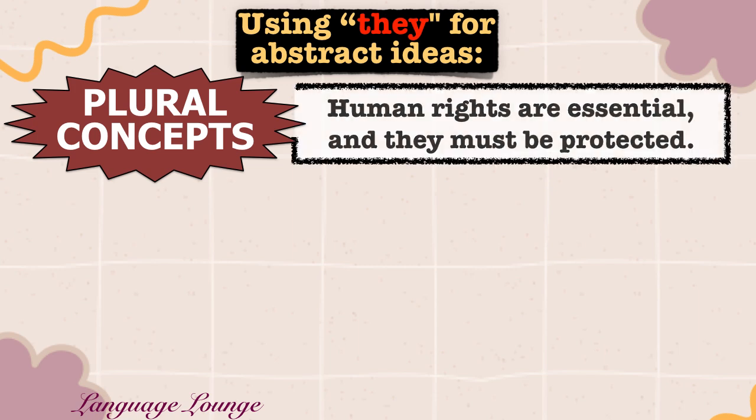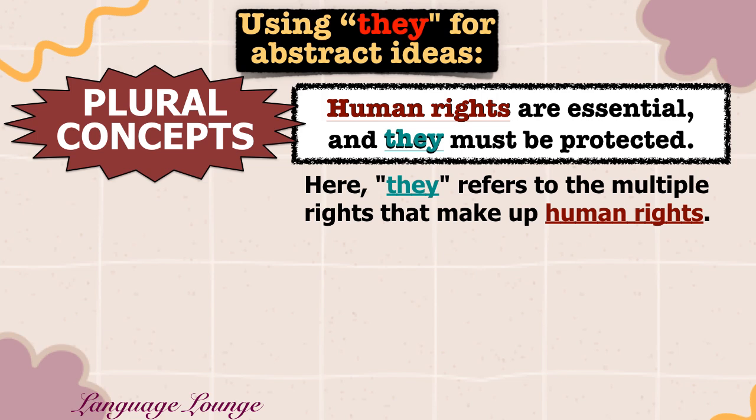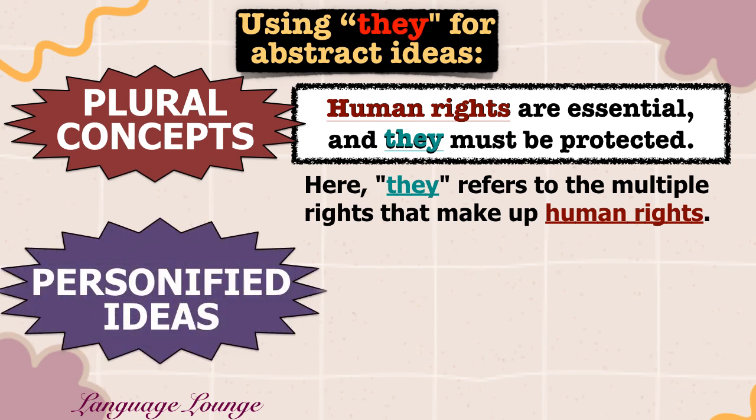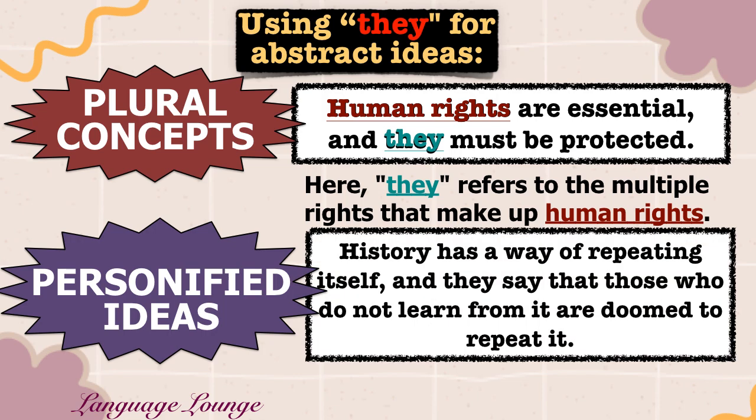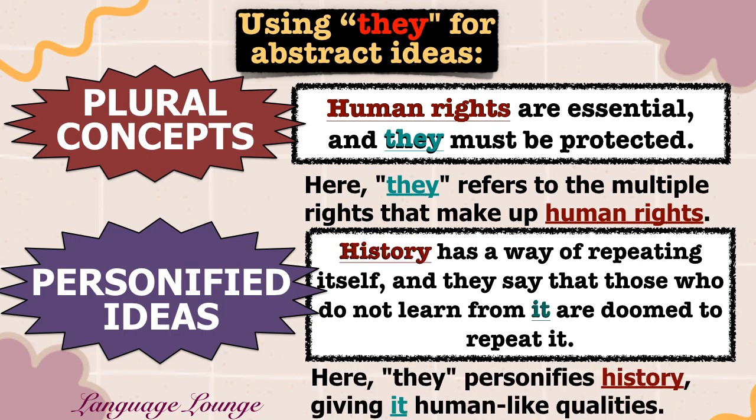Plural concepts. Human rights are essential and they must be protected. Here, they refers to the multiple rights that make up human rights. Personified ideas. History has a way of repeating itself, and they say that those who do not learn from it are doomed to repeat it. In this case, they personifies history, giving it human-like qualities.